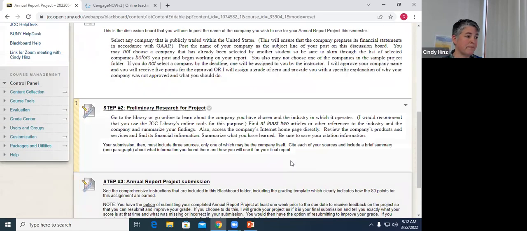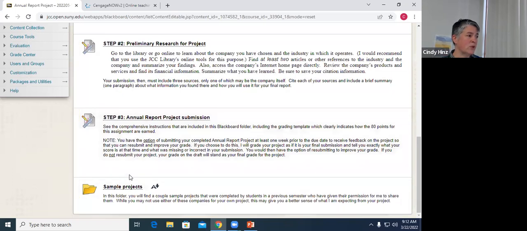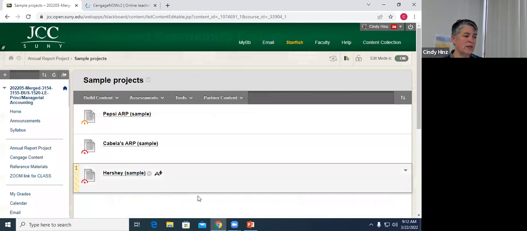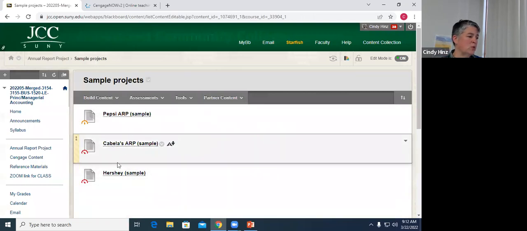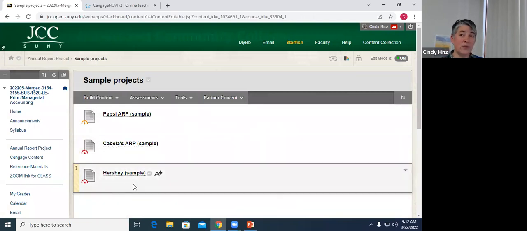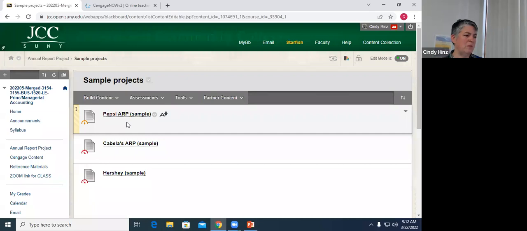Okay. Remember, if you're just really not sure about format, you do have these sample projects in here. You can take a look at those. Two of them are several years old now. The Pepsi one is a little bit newer than that. That's maybe a year or two old at this point.